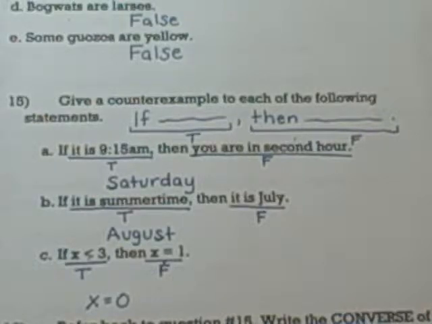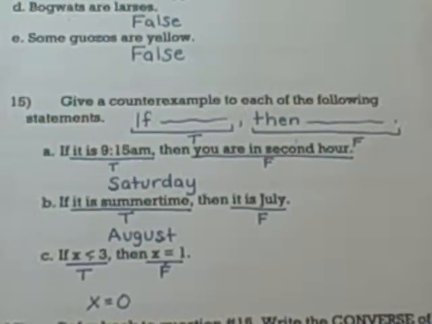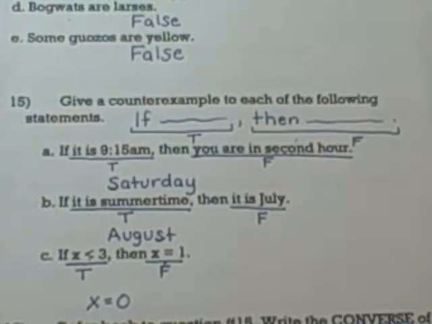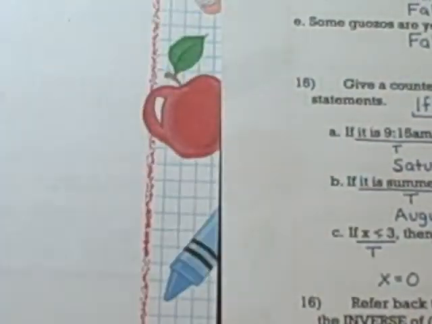Okay, question 16 wants us to refer back to these statements and write the converse of A, the inverse of B, and the contrapositive of C. And then we have to go back and figure out which ones are true. So I'm going to take these statements and write them on a separate sheet of paper so that you can see them. Excuse the fancy stationery here. Okay, if you look back at problem 15, and I know you can't see it here on the video, but hopefully you have it on your paper.